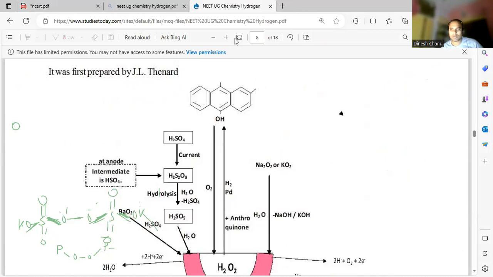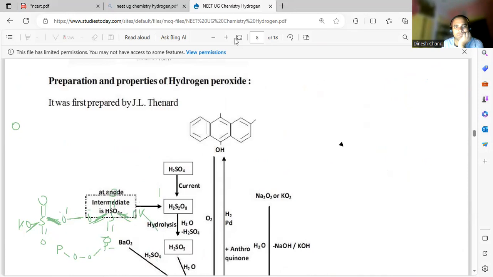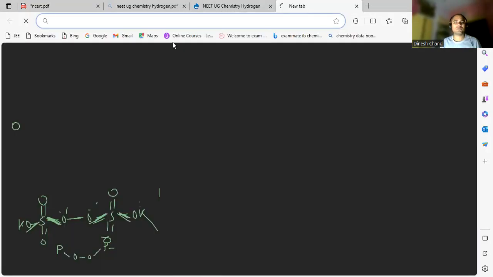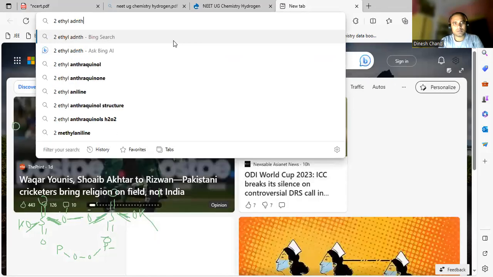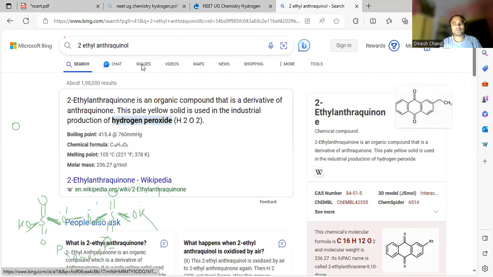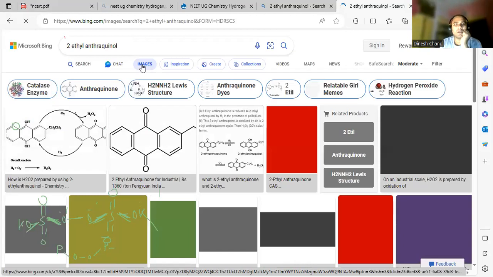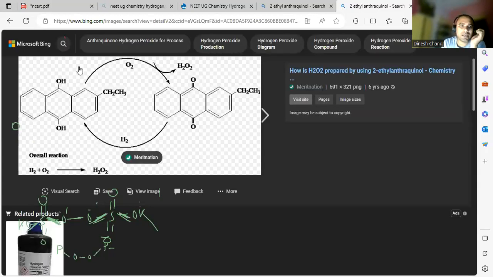Wait, we'll find out. This is not the anthraquinone. Wait, give me 1 minute. This is the quinol, this one. So here you see this is the anthraquinol, this portion, right? And at the second position, ethyl is there. Now you are oxidizing, so this quinol is giving 2-ethyl anthraquinone.